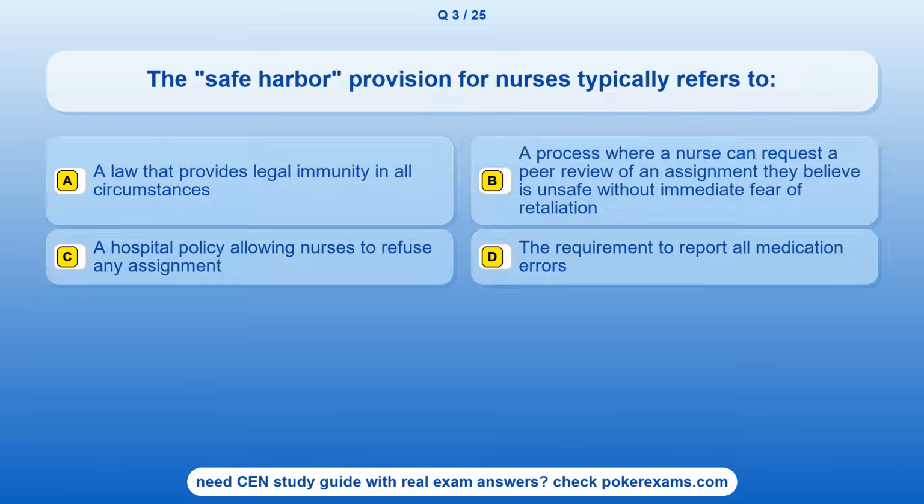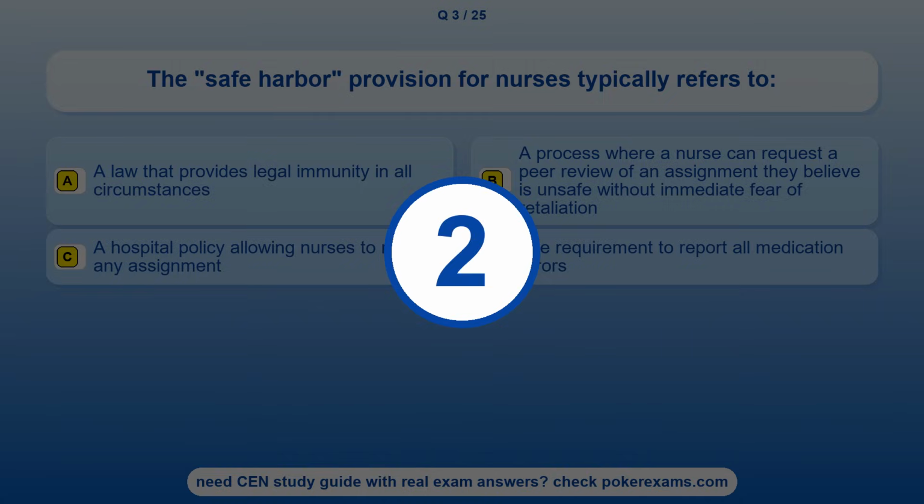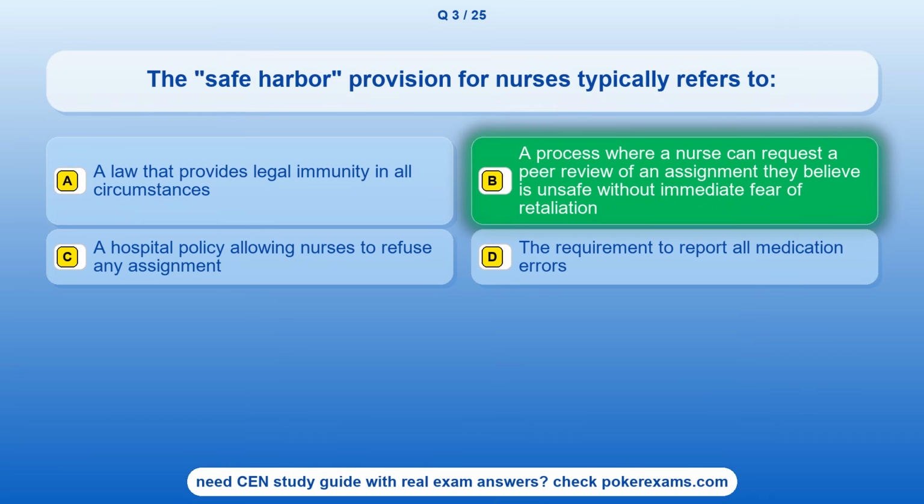Question 3. The safe harbor provision for nurses typically refers to Option A. A law that provides legal immunity in all circumstances. Option B. A process where a nurse can request a peer review of an assignment they believe is unsafe without immediate fear of retaliation. Option C. A hospital policy allowing nurses to refuse any assignment. Option D. The requirement to report all medication errors. The correct answer is option B. A process where a nurse can request a peer review of an assignment they believe is unsafe without immediate fear of retaliation.